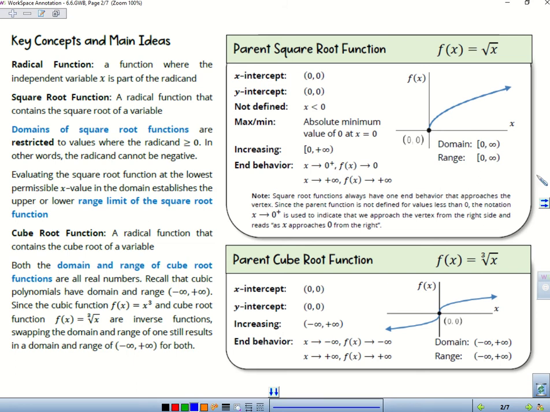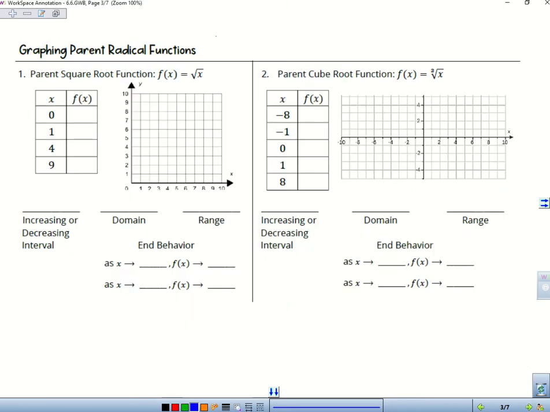The cool thing about a cube root function is that its domain and range are always all real numbers. So we don't have to worry about domain and range. Now, the domain and range of a square root is a little bit more complex. Okay. So first, we're going to talk about how we graph the parent function of these two using a table.